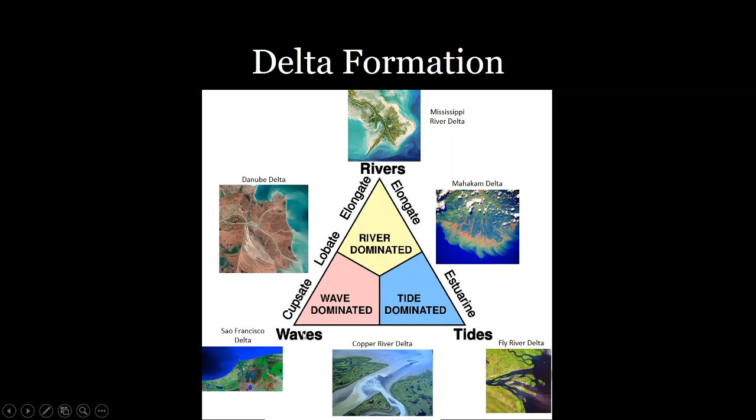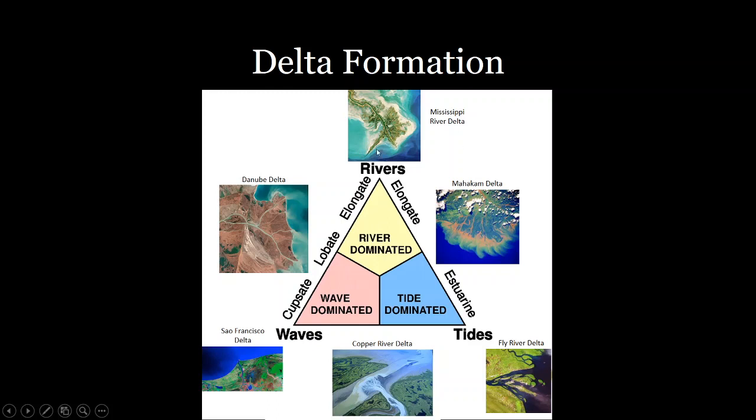Instead, we can also have a wave-dominated system, such as the São Francisco Delta, and this is where you have powerful currents and waves that wash away the sediment, unlike in the Mississippi River, and instead you have a relatively straight coastline where the river comes in. That's sometimes also called a cuspate river delta.